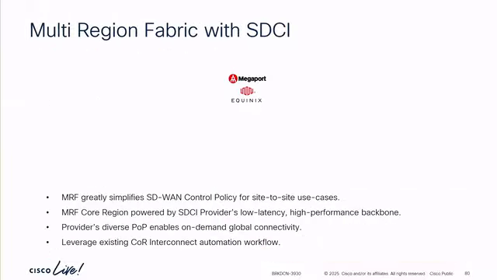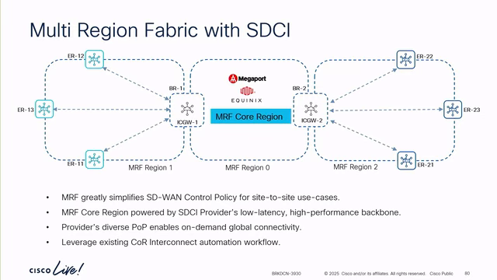And we support the same multi-region fabric architecture that we talked about with SD-WAN. In this case, instead of running across the public-based infrastructure, we're now using the co-location-based infrastructure, okay?